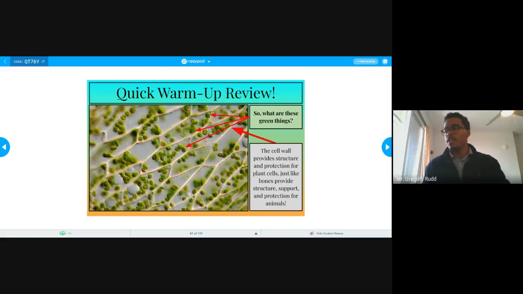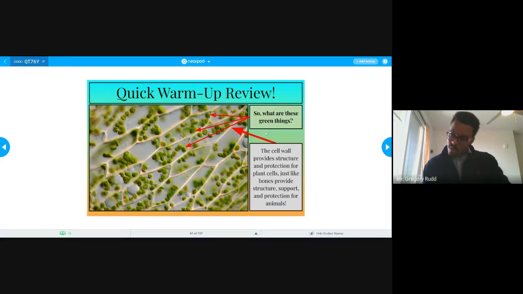Chloroplasts. Thank you, Josue. Yeah, these are chloroplasts. Chloroplasts have a special pigment called chlorophyll that gives them a green color. And that allows them to absorb light from the sun and to turn that light into usable energy, right? Well, to turn it into food, really, to turn it into glucose.